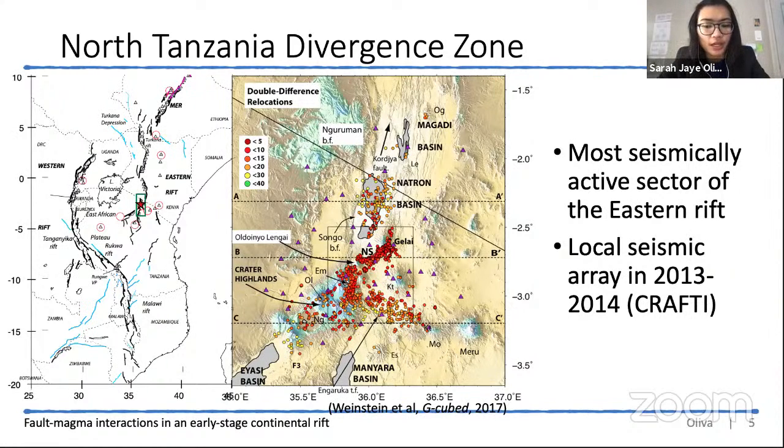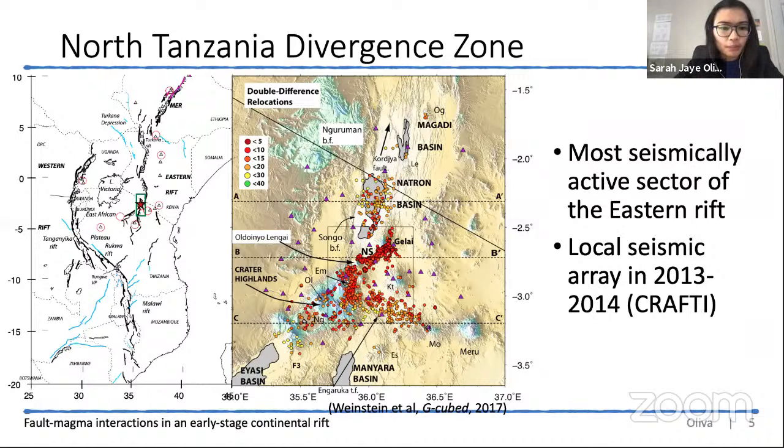And here we see the reddish to orange yellow circles are double difference earthquake locations in the area from a local seismic array in 2013 to 2014. So those seismic stations are the purple triangles on the map. And this temporary local array enabled us to study this area in detail.